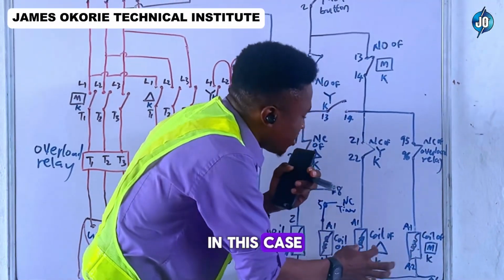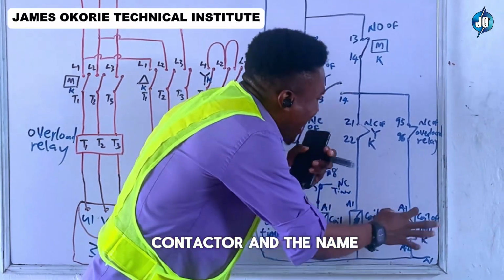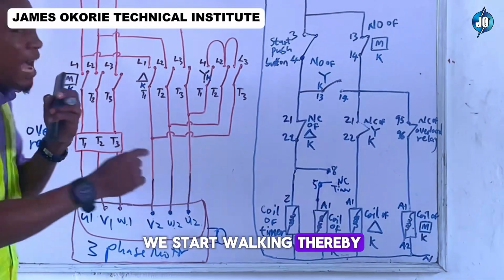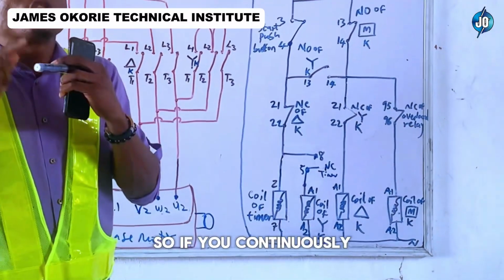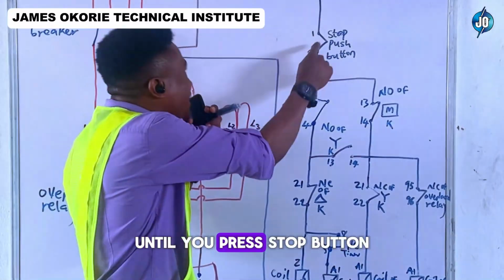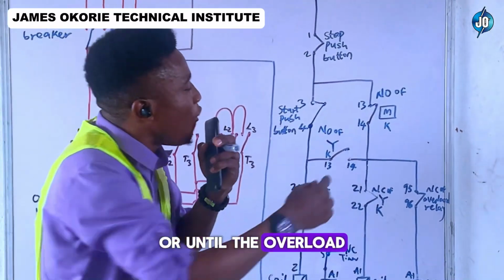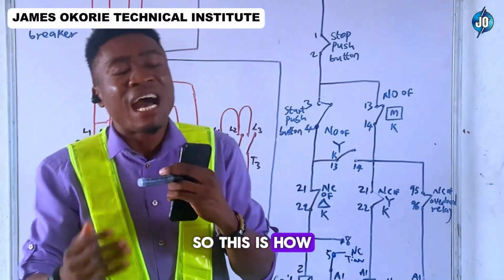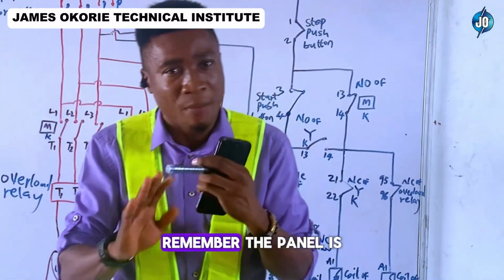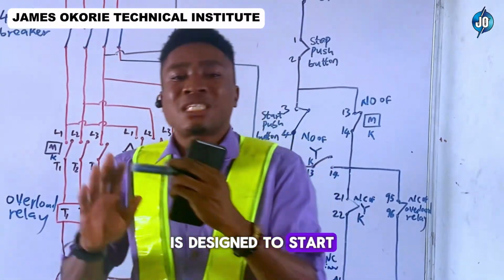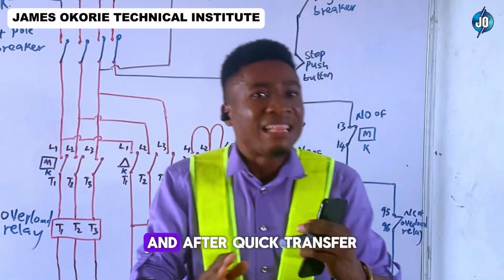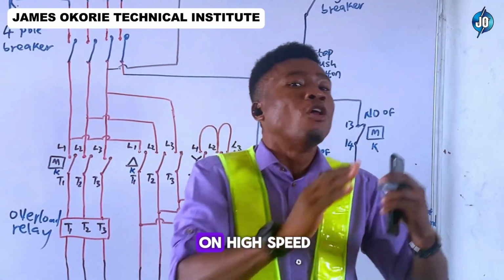So in this case, it means that this delta contactor and the main contactor will start working, thereby causing the motor to rotate at a very high speed. So it will continually work this way until you press the stop button or until the overload relay trips. So this is how the star delta panel works. Remember, the panel is designed to start the motor on low speed and after which transfer the motor to work on high speed.